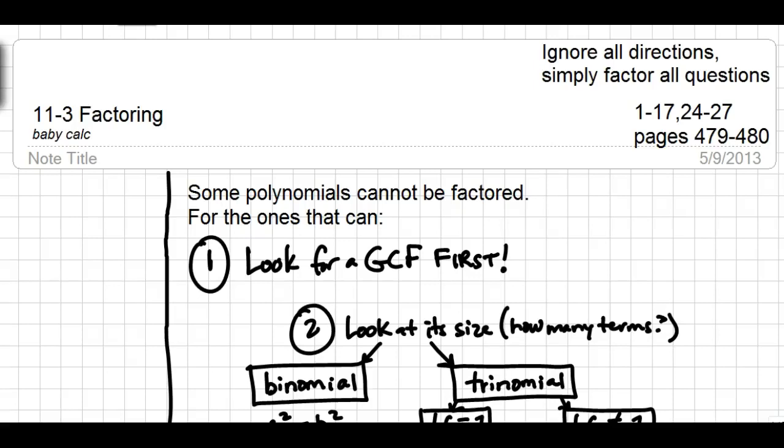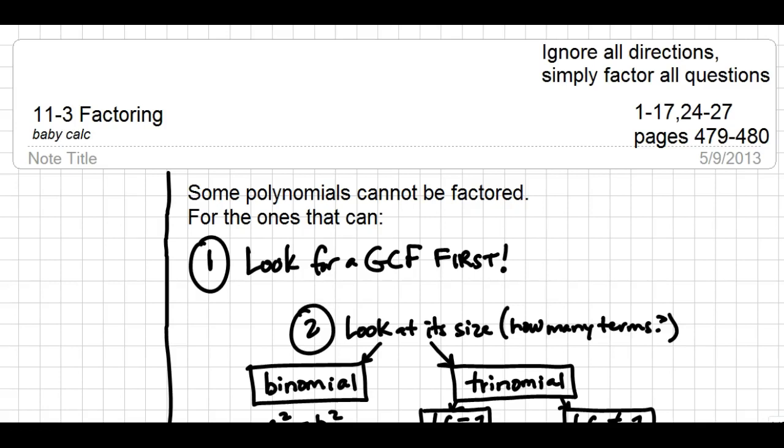This lesson is for Advanced Algebra Lesson 11.3 on factoring. I want to be real clear with students about the assignment itself. The book asks you to factor a certain type of way or over a certain set of numbers, like the real numbers or the integers or the whole numbers.